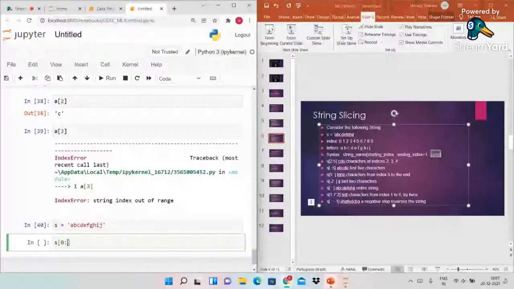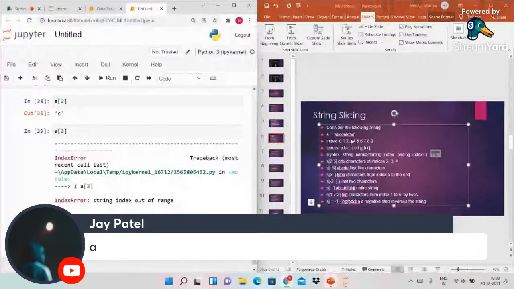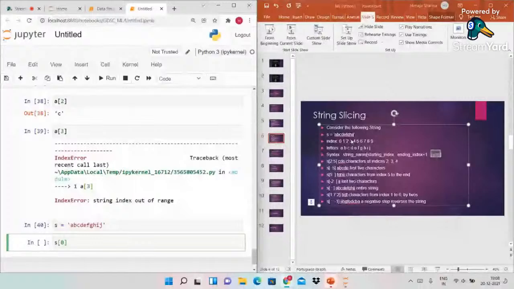First of all, you are clear that A is at 0, B at 1, C at 2, D at 3. If you are clear with that, we can understand. Now, I'm mentioning 4. It will only display A, B, C, D, because it will display characters from zero to four, excluding four. Is that understood now?